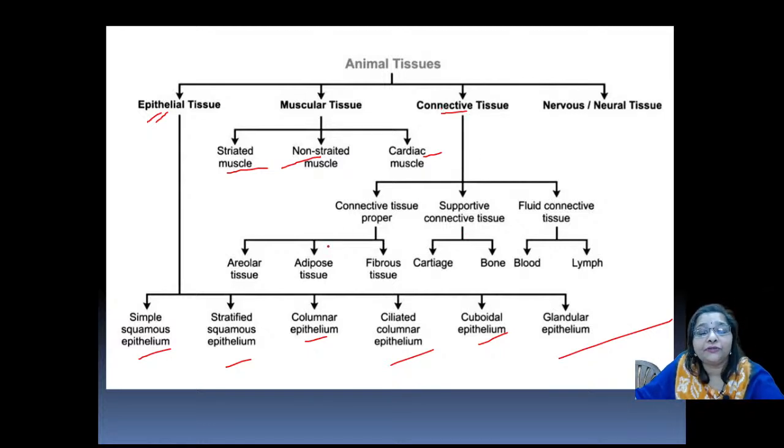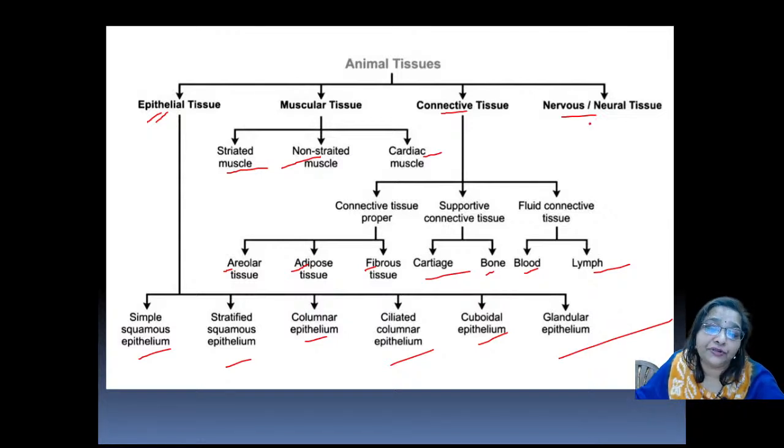The connective tissues, of course, are also of various types. We know that they connect the different organs of our body and keep them together, and they are categorized into different types. They are the areolar tissue, the adipose tissue, the fibrous tissue, the cartilage, the bone, and the fluid connective tissue, which are the blood and the lymph. And the last type of animal tissue we learned was the nervous tissue or the neural tissue.